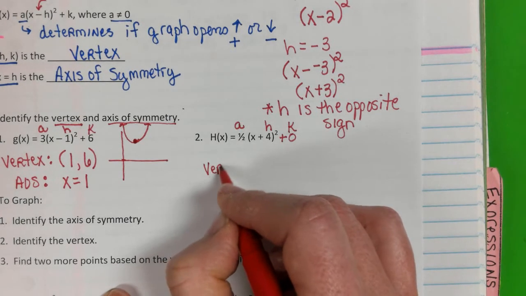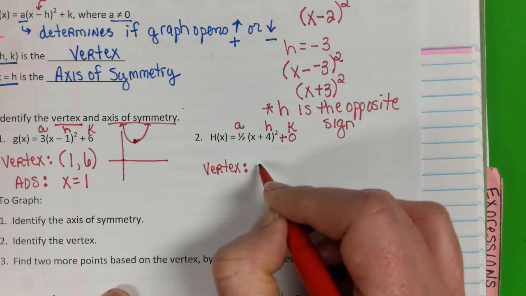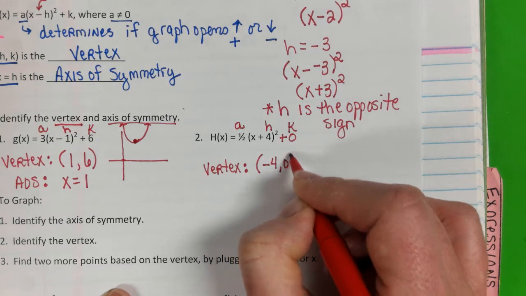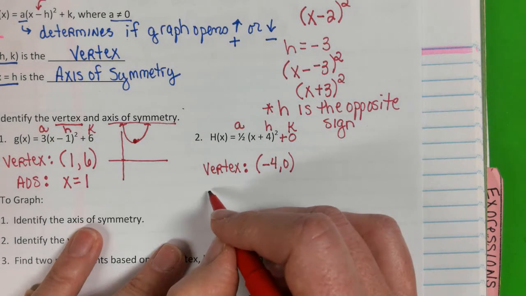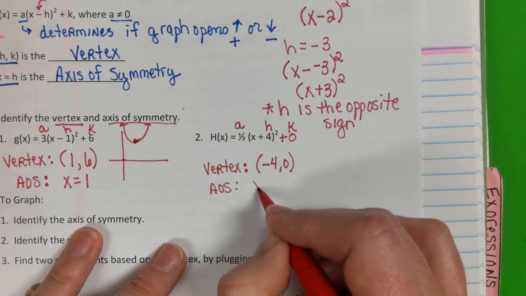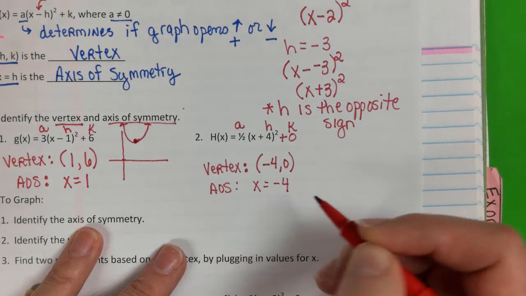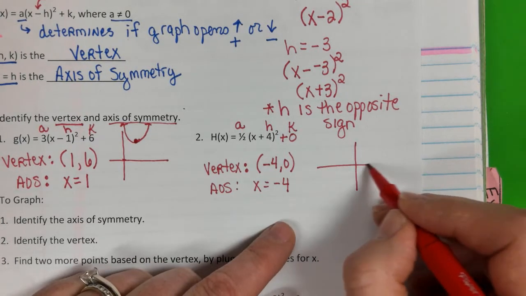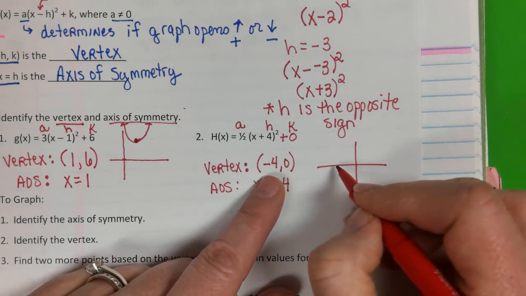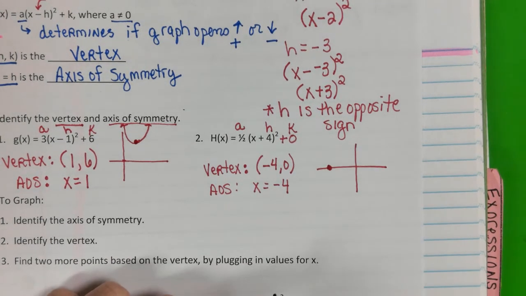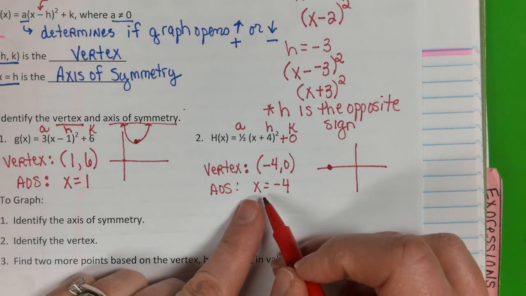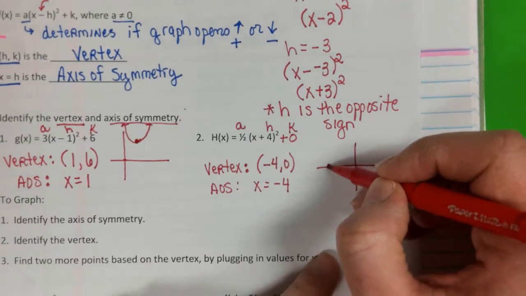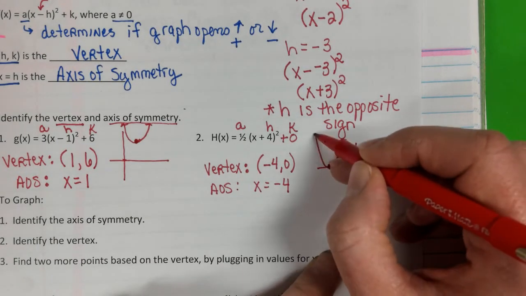So my vertex, okay, my h value, remember it's going to be the opposite, so it's negative 4, comma 0. And then my axis of symmetry would be x equals negative 4. Now, what do you notice about this point? Let's think about this graph. What do you notice about this point? Okay, I hope you're thinking, oh, that's an x-intercept, Miss Adams. That's right, it is an x-intercept. And because my a value is positive, that means my graph is going to open up. Okay.